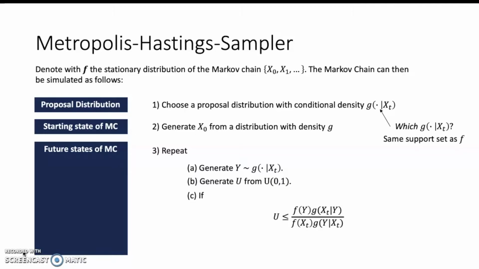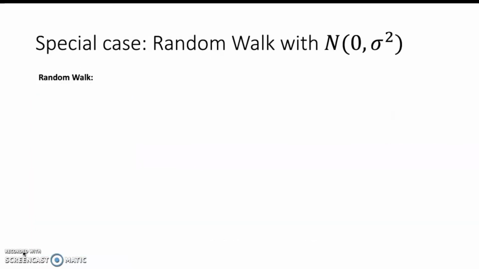And if the u is smaller or equal than some certain acceptance boundary, you accept y and set x_{t+1}, the next state of our Markov chain, equal to this y, and otherwise you just remain in the current state as the next state. Okay. And then you just increment t and you go over again. And today we will deal with an even more special case, the random walk with the normal distribution N(0, sigma squared).